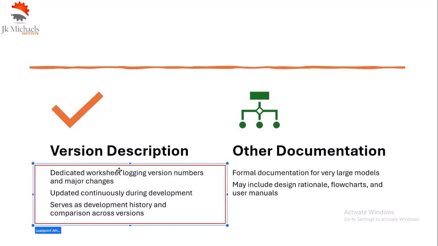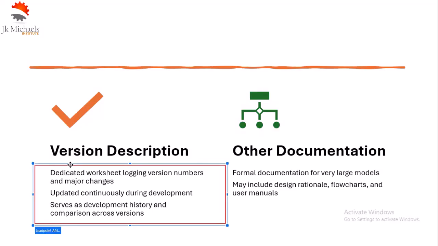So, a dedicated worksheet logging version numbers and major changes, right? Your model will be expected to change its version probably continuously as long as you're developing. And then you want to make sure that you are able to track every change that was made and know which changes, right?